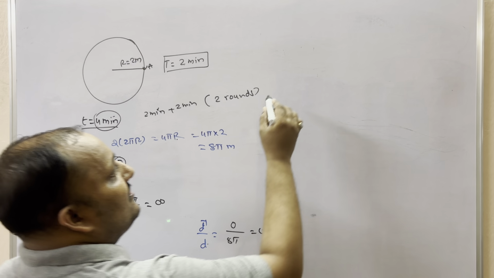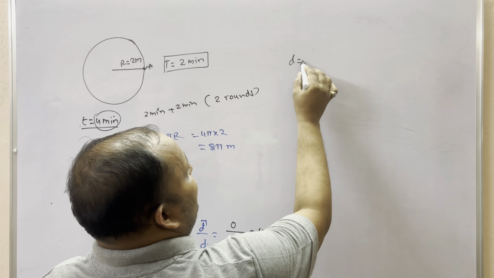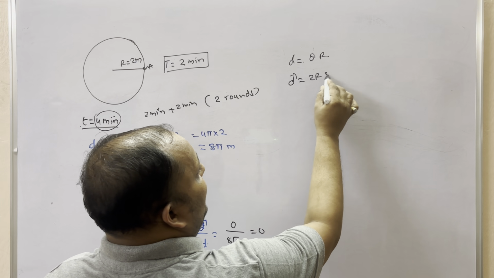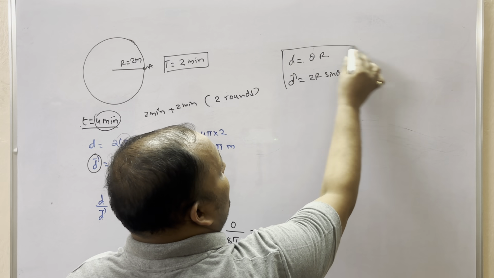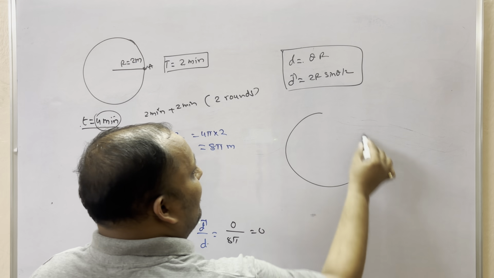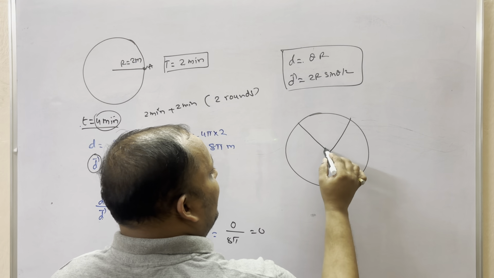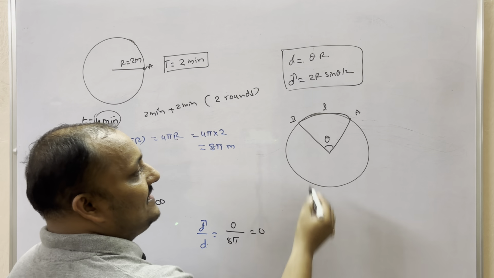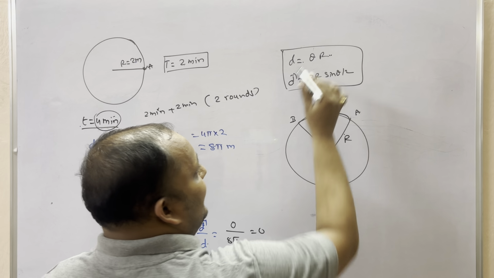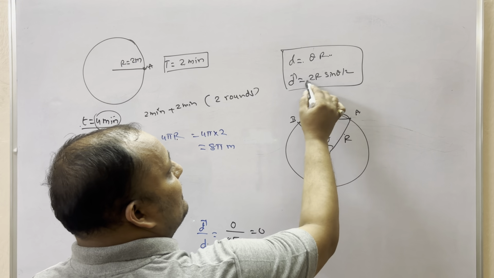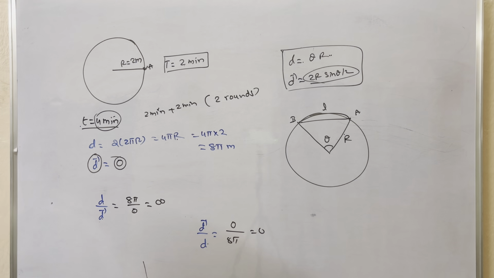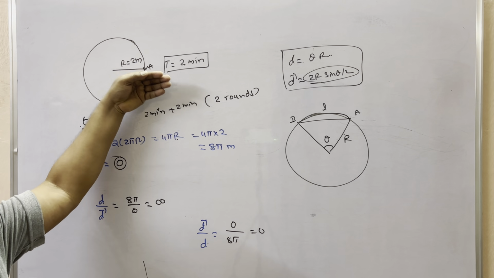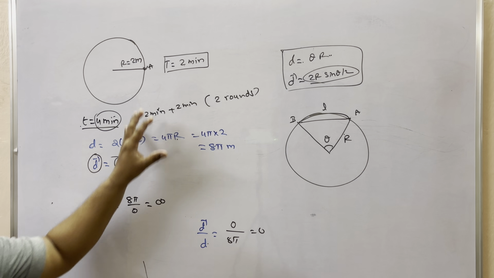Now, in these two formulas you have to remember mainly: distance is going to be theta r, displacement is going to be 2r sin theta by 2. So these two are the main formulas whenever an object is moving in a circular path. From A to B, what is the distance? Distance is theta r. What is the displacement? Displacement is 2r sin theta by 2. In a time period, how much distance it is going to cover, like this they are going to ask.